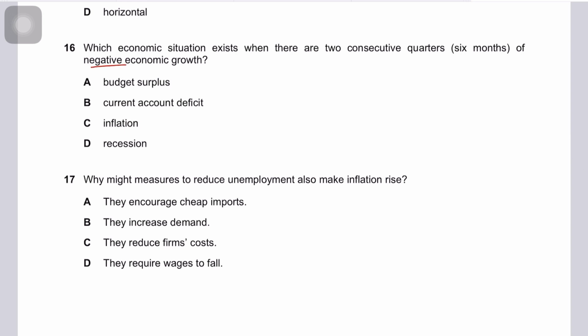Negative economic growth basically means that your real GDP, that is your output, is falling. Economic growth is increasing real output, real GDP. But when you're talking about negative economic growth, you're saying that your real GDP is going down. And your real GDP could go down either because your aggregate demand is going down, or because your aggregate supply is going down, right?